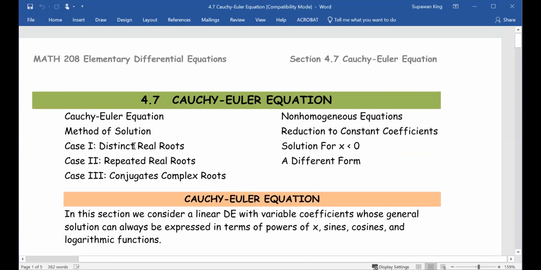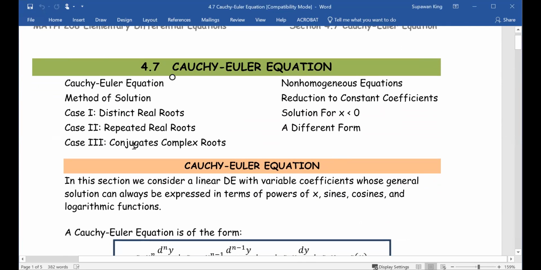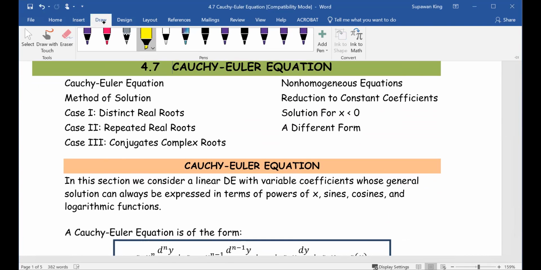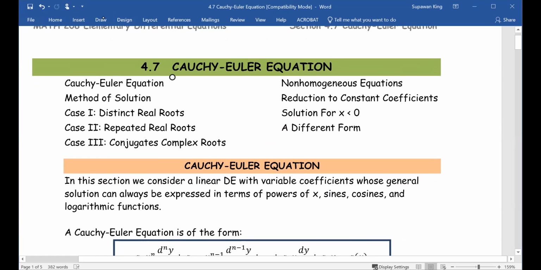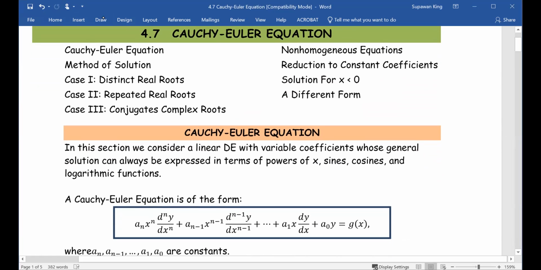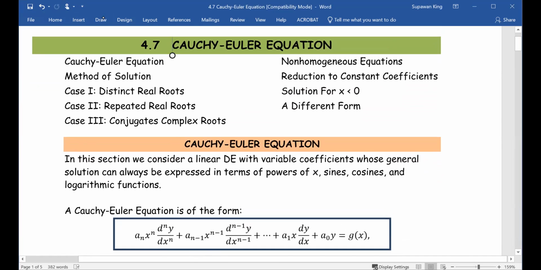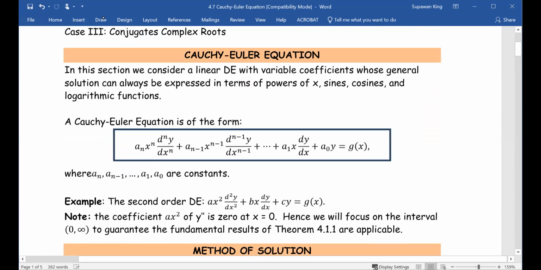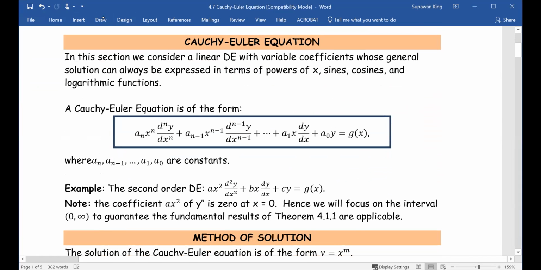For the Cauchy Euler equation, that's another form of the equation. The way to solve it is similar to getting yc and yp, but the process is a little bit different. So the Cauchy Euler equation is in this form for the nth order.